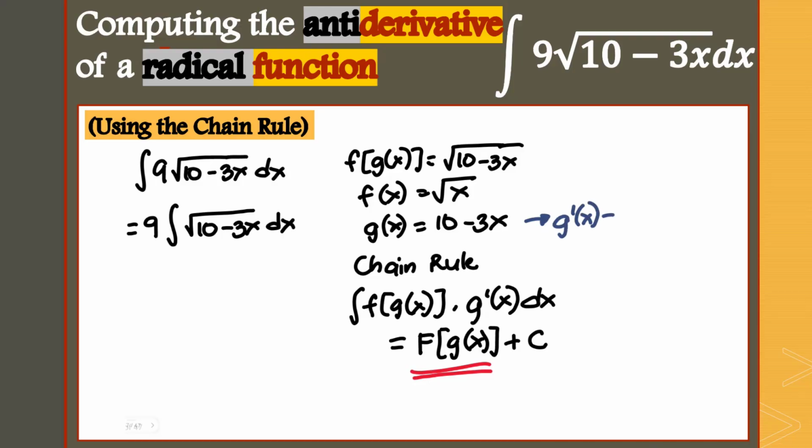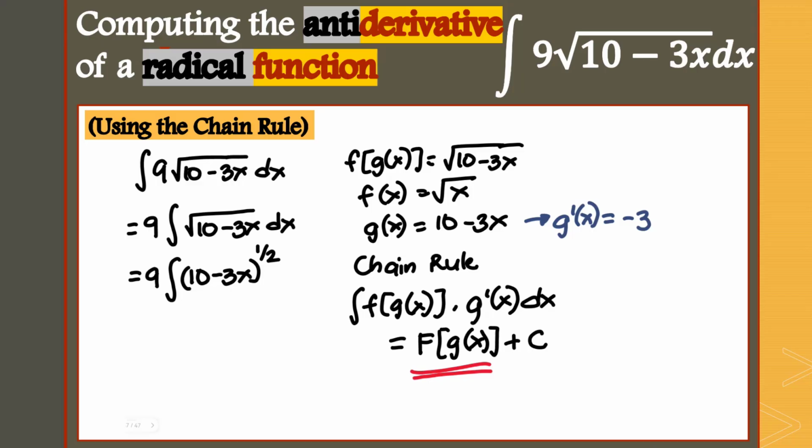G prime of x would be 0 as the derivative of 10, minus 3 as the derivative of 3x, minus 3x rather. So it should be negative 3. It's very important for us to be guided by the sign because it's 10 minus 3x, not just plus 3x. That's why it should be negative 3. That would be the same item we're going to include in our original form. So this is actually 9 times the integral. Of course, you can rewrite this as 10 minus 3x to the power of 1/2, a fraction exponent which could yield the square root symbol.